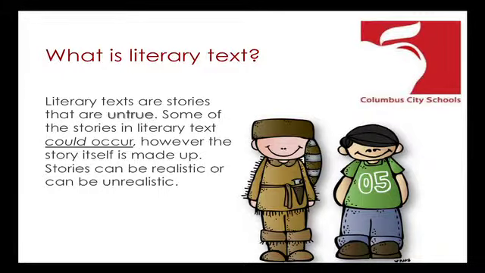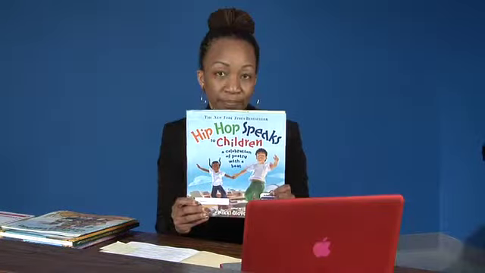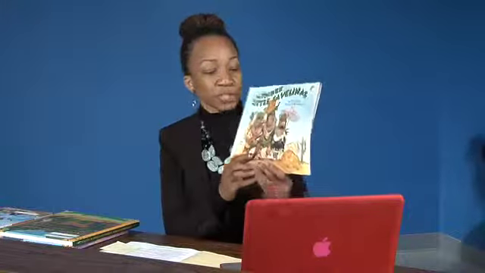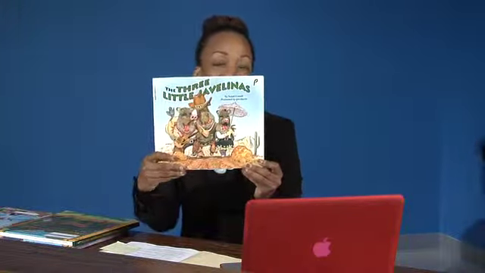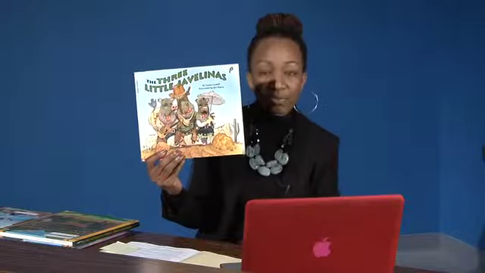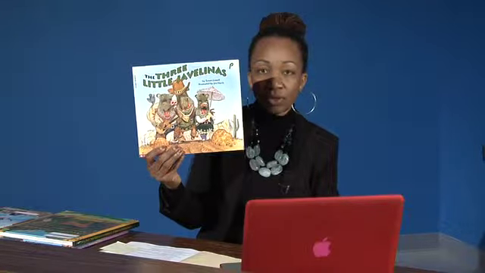What is literary text? Literary texts are stories that are not true, although sometimes literary text stories are based on reality, but things that didn't really happen. One example is poetry. Another example, and this particular book is called The Three Little Javelinas, are fairy tales. This one is a twist on The Three Little Pigs.